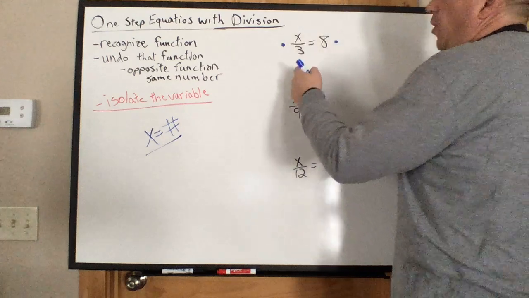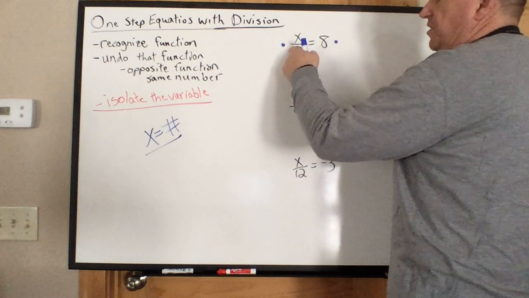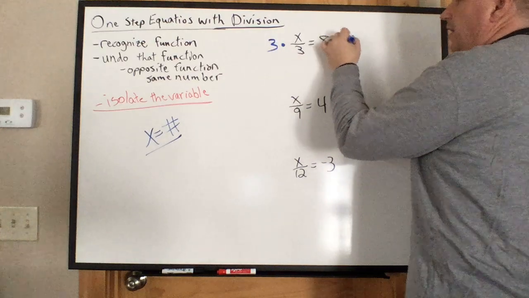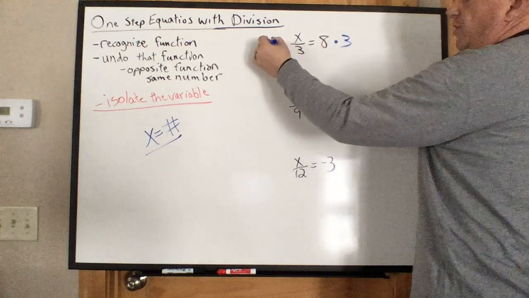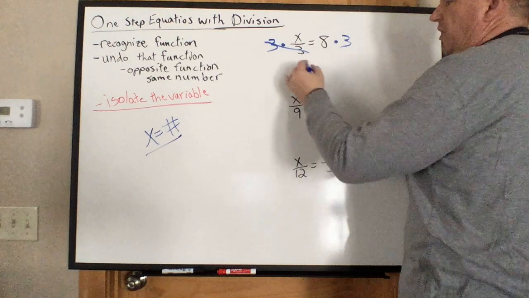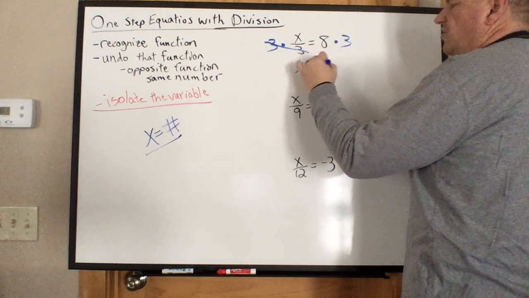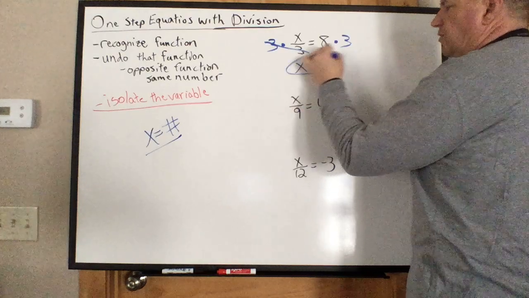So again, opposite function, we see division, so we do multiplication with the same number. We're going to multiply by 3 on both sides. Those two 3's will cancel each other out. I'm left with x equals 8 times 3, which is 24. Gives me my final answer.